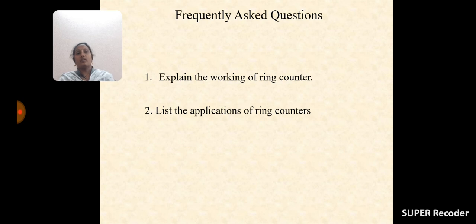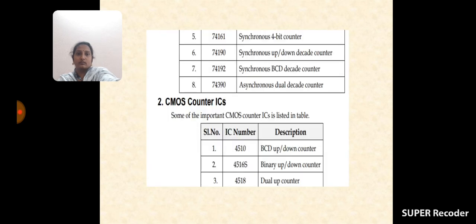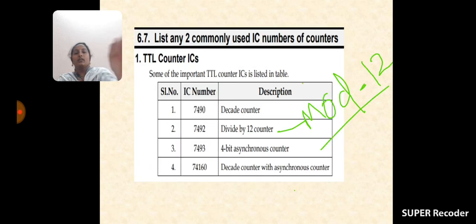And one more important question is there: list out the ICs belonging to the counters. List out the names of ICs that produce different counters. So now you give the list. While coming to the ICs, two kinds of digital ICs are there. What is the first one? See here once. The TTL family is there and the CMOS family is there.